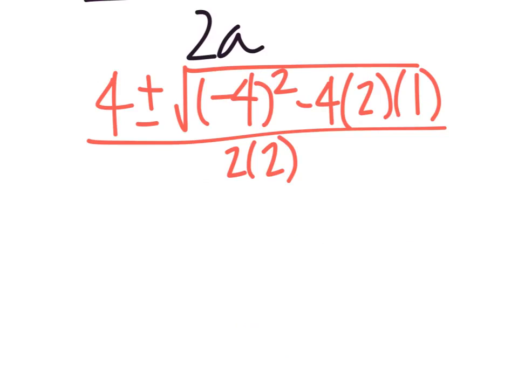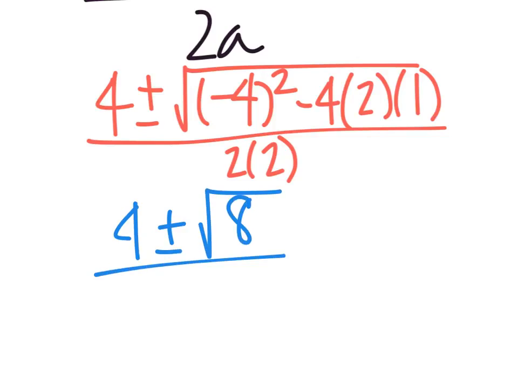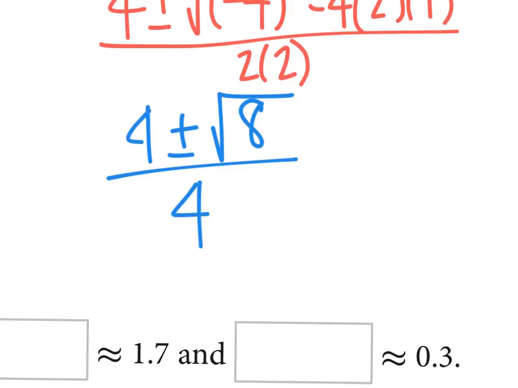Okay, so simplifying this part under the square root, what is that part under the square root called? It has a fancy name. Yes, it's the discriminant. It's my favorite part of math. I'm just kidding. No. Okay, so 4 plus or minus, what is the discriminant of this problem? 8. Over 2 times 2 is 4. Okay. Can I simplify the square root of 8? Nope.